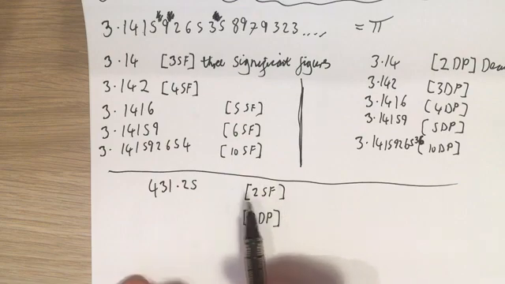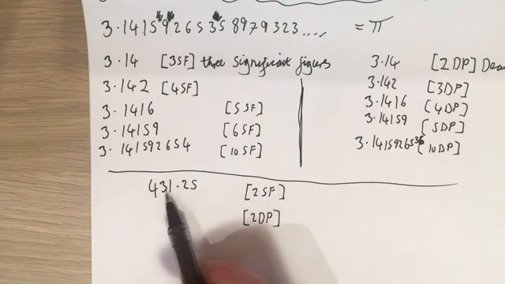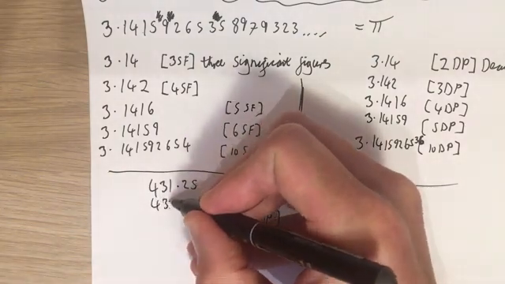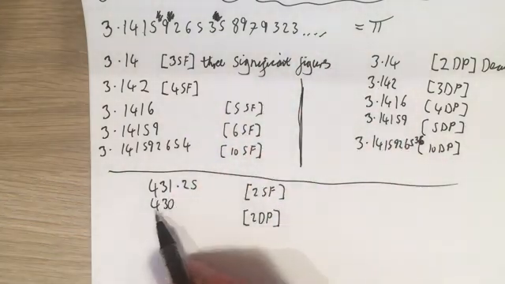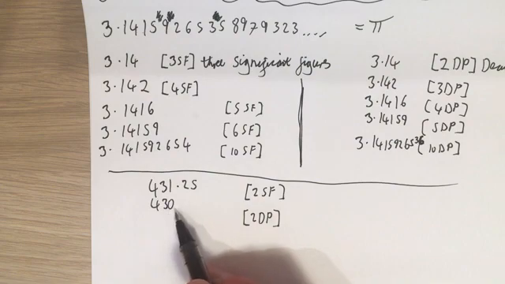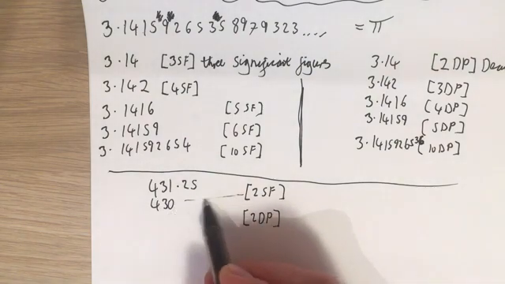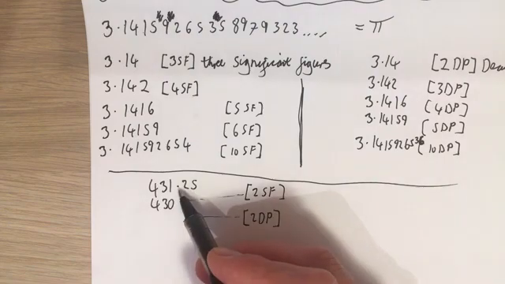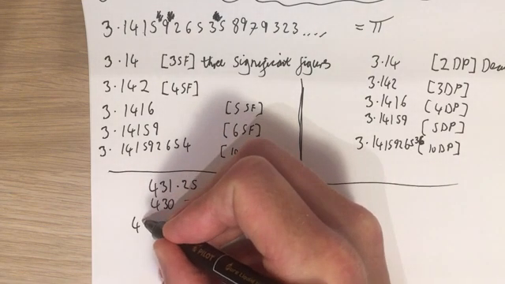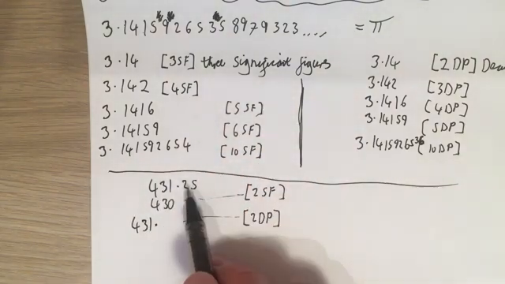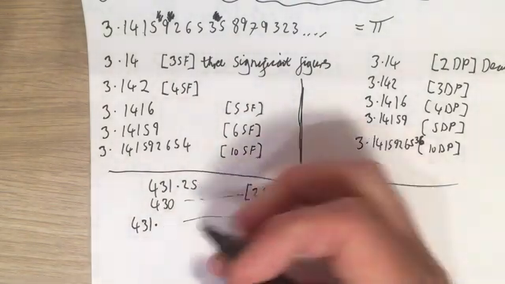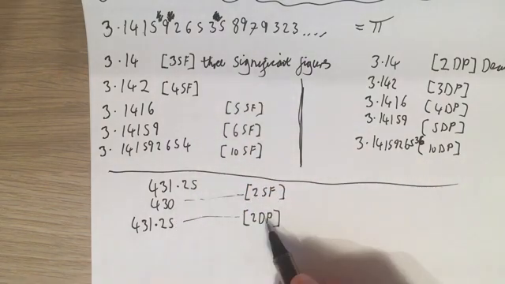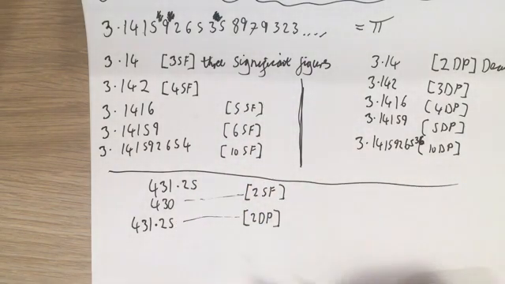Okay, 2 significant figures, I get to keep 2 numbers. They're the 4 and the 3. 1 means it's very close to 430. I've just kept 2 numbers and a 0 to hold them in the right place. That is 2 significant figures. 2 decimal places, I start counting the decimal point. So I've definitely got 431 point, and then 2 decimal places, I get the 2 and the 5, and that's it. So these are very different things now because there's more digits in front here.